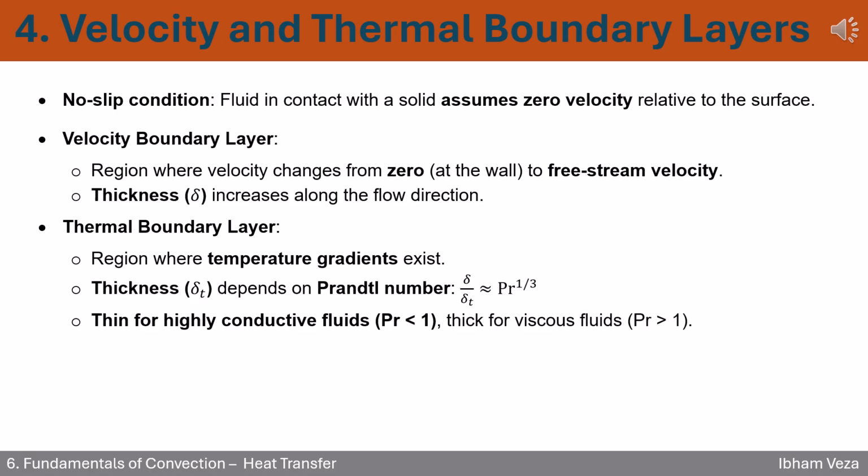Thermal boundary layer forms where temperature changes happen. Its thickness depends on the Prandtl number. Formula: delta over delta_T is approximately Pr to the 1/3 power. Thin for fluids with high thermal conductivity, Pr less than 1, but thick for fluids with high viscosity, Pr greater than 1. Remember, knowing these layers helps predict how fast heat and momentum travel through a fluid.